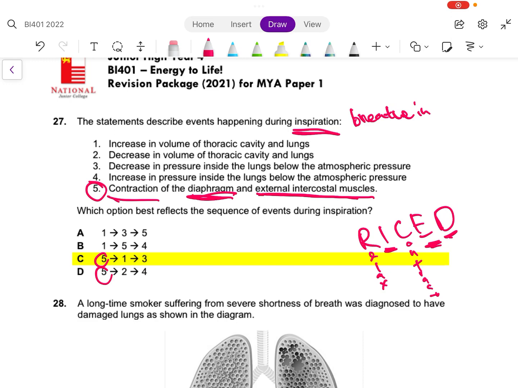When you contract the diaphragm and the external intercostal muscles, what you do is that you increase the thoracic volume of the thoracic cavity in the lungs. So followed by 1. This will then decrease the pressure inside the lungs and allow below the atmospheric pressure. That's what causes air to rush into the lungs. So 3. Best answer is C.